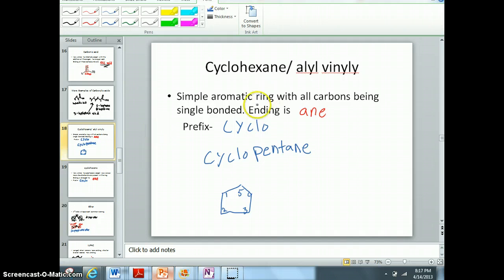So, now let's take a look, and we'll write one that has an allyl and a vinyl coming off of it. So, let's just do right here. 1, 2, excuse my mom. So now we have this right here, and then we have one like this.